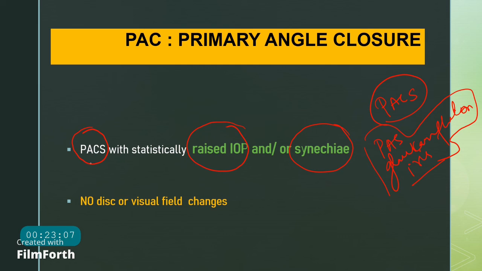That means primary angle closure suspect plus either the IOP is raised or some signs are present: synechiae, glaucomflecken or iris whirling. In this also, the disc is normal, the visual fields are normal. So in this picture you can see there are goniosynechiae which are present, and along with that either the pressure is raised and you can see the other structures are not visible.